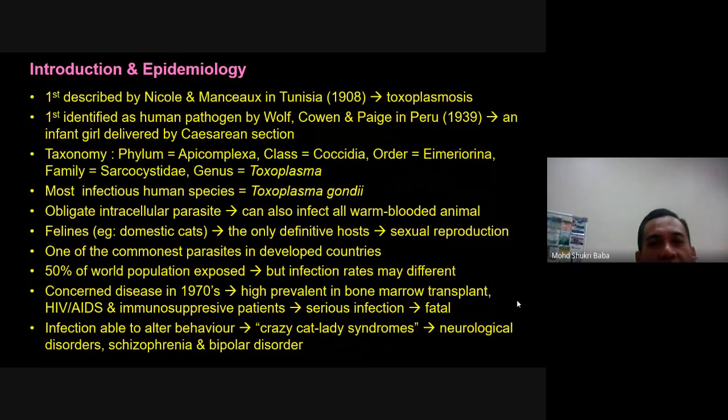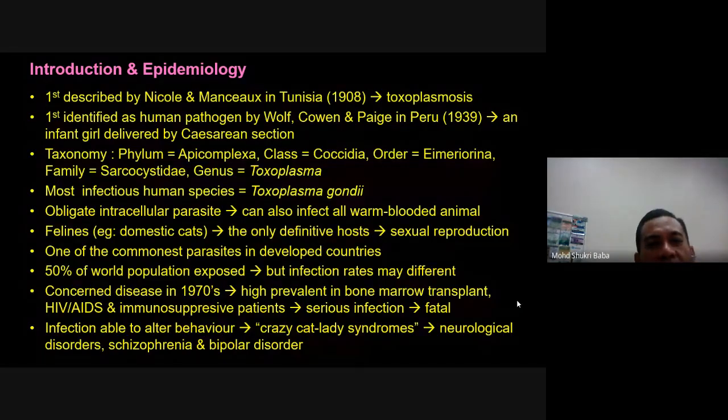I hope by now toxoplasmosis awak biasa dengar. First identified as a human pathogen by Wolf, Cowan and Paige in Peru, 1939. Okay, which is identified sebagai human pathogen after infant seorang perempuan melahirkan anak secara cesarean. So kita dapat tahu from there that wanita itu dijangkiti toxoplasmosis, okay, melalui cara tersebut.